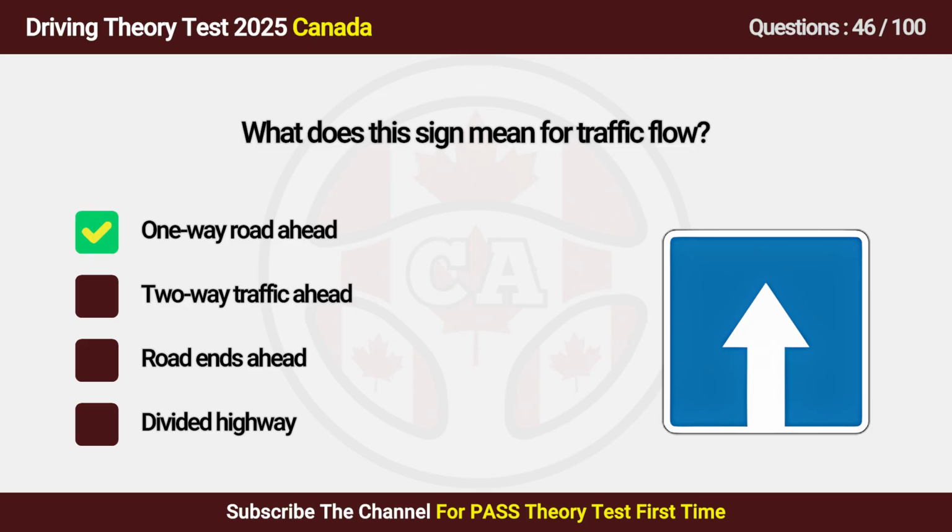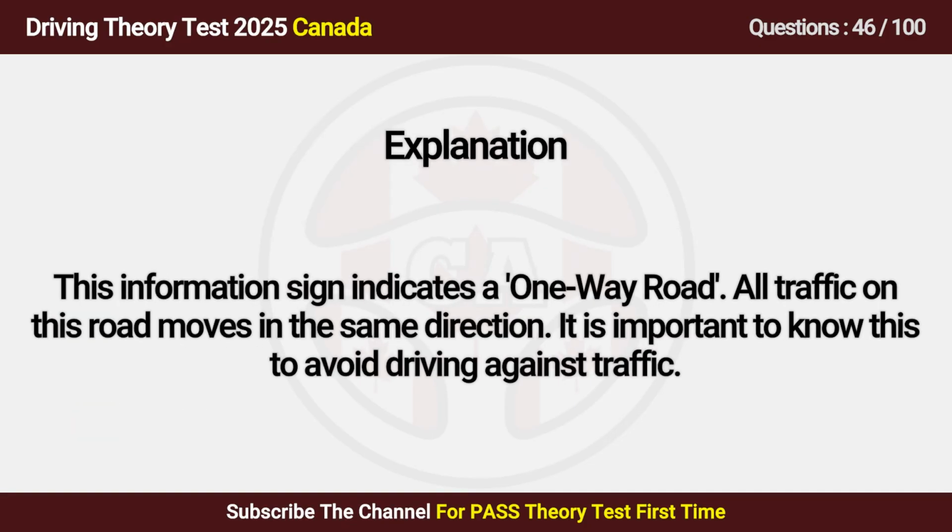Answer is A. One-way road ahead. This information sign indicates a one-way road. All traffic on this road moves in the same direction. It is important to know this to avoid driving against traffic.